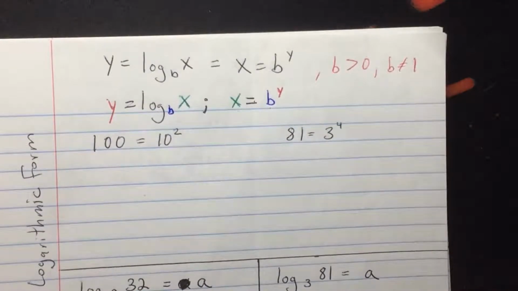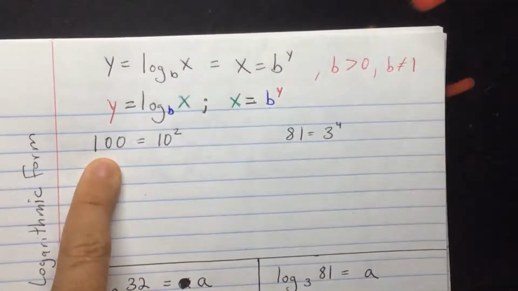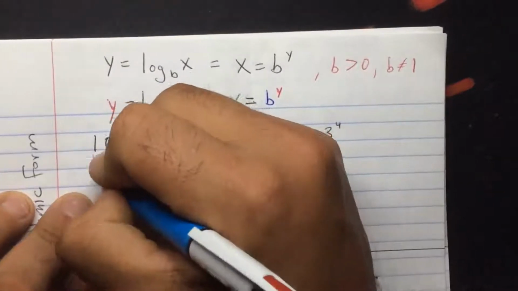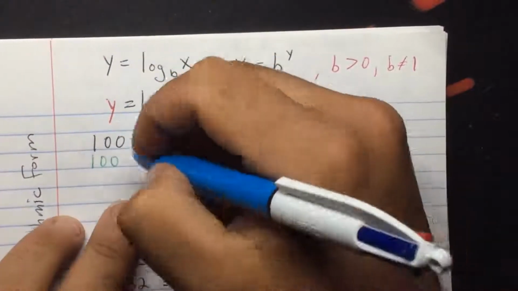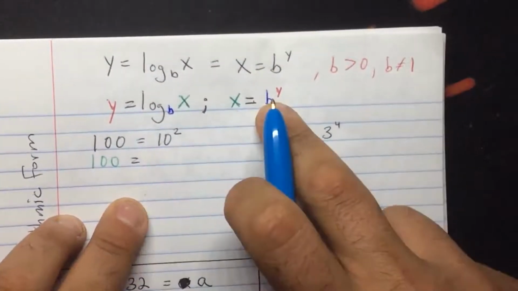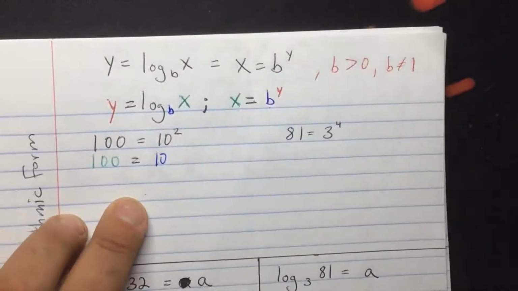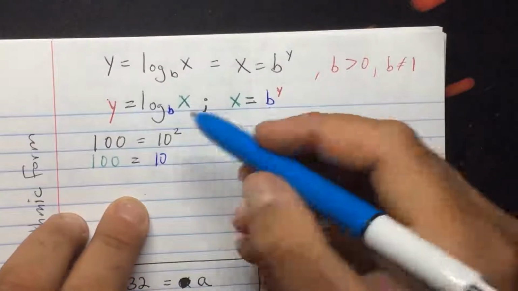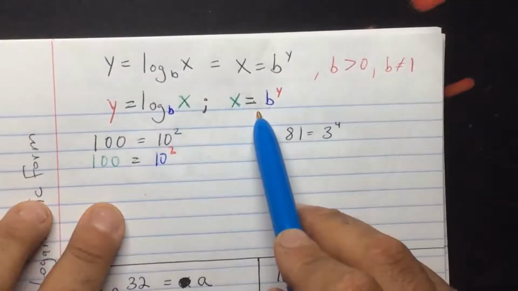Okay, so first thing we're going to do is take each of the variables, or each of the numbers, and write it according to this form. So we have our x here for this one, which is in green, so we're going to write 100 in green. And this is going to be equal to our 10, which is our b, so we're going to write it in blue. And we have our y, which is in red, which is our 2. So now we have this formed here in the same colors.